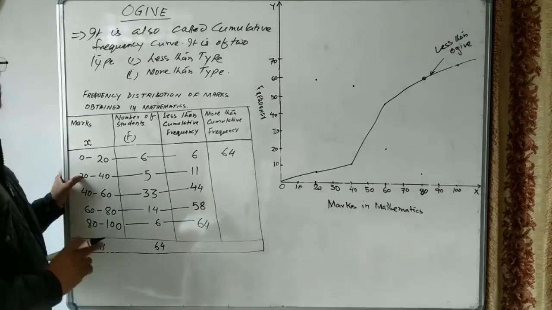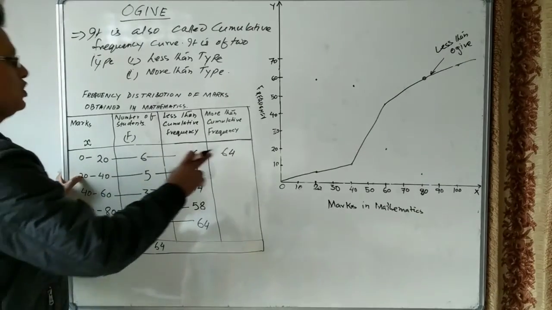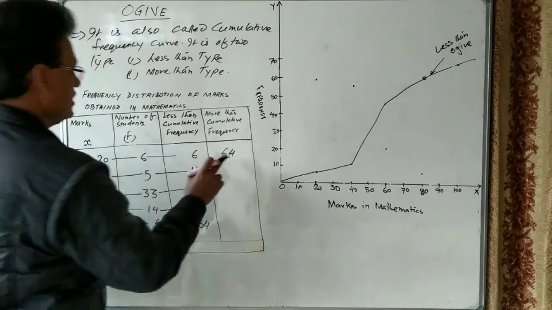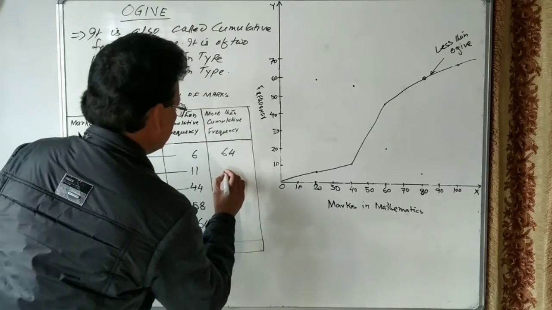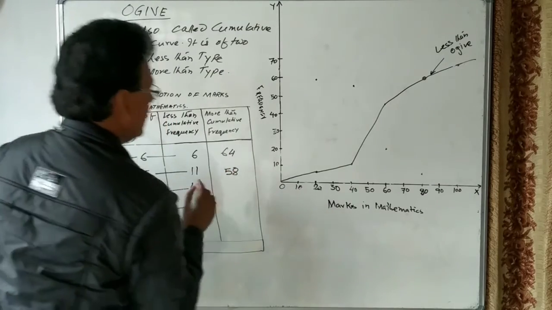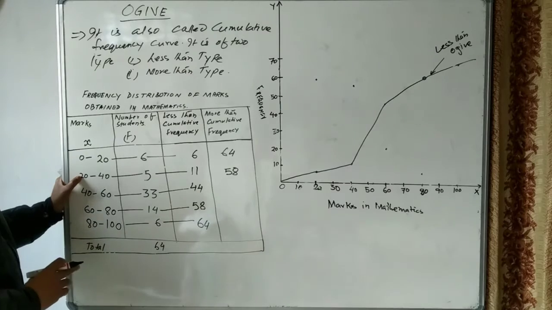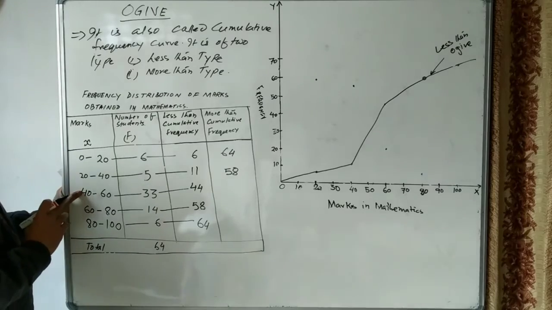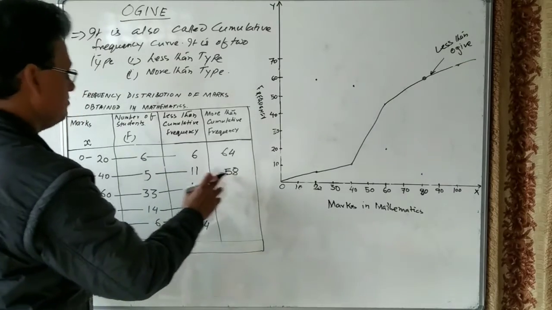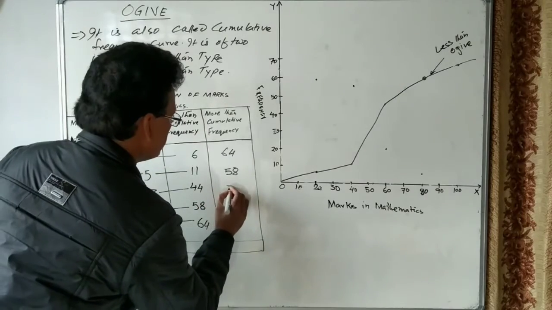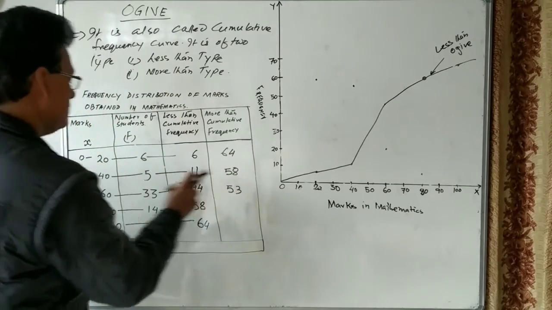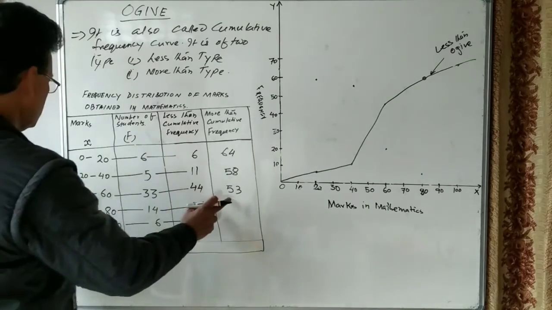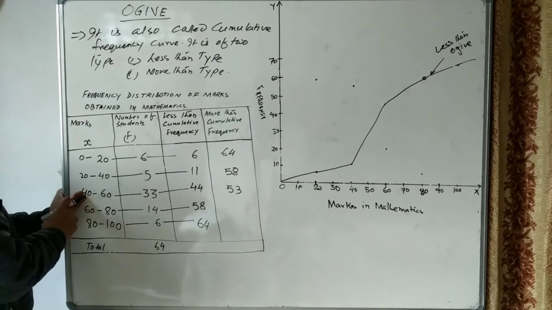Question arises, how many students have got the marks more than 20? More than 20, how many students? 64 minus 6 is how many? So 58 students have got the marks more than 20. How many students have got the marks more than 40? 58 minus 5 is 53. It means 53 students have got the marks more than 40.